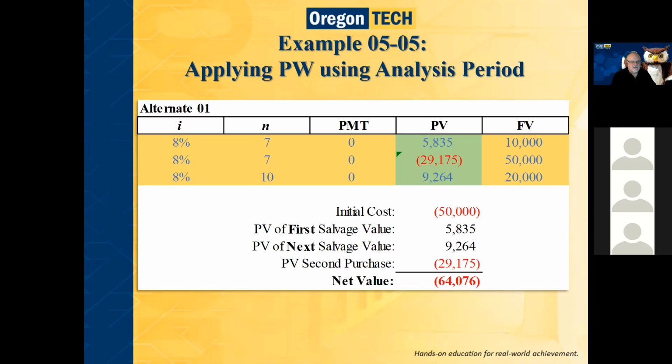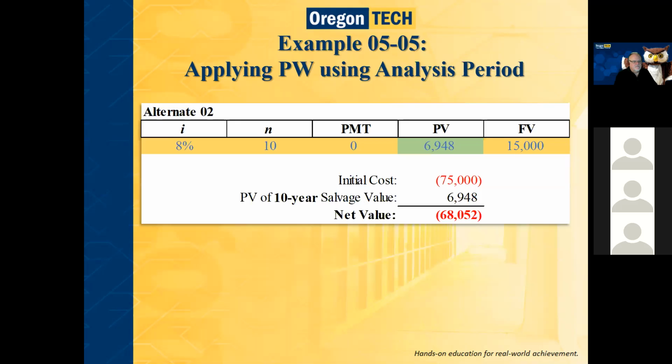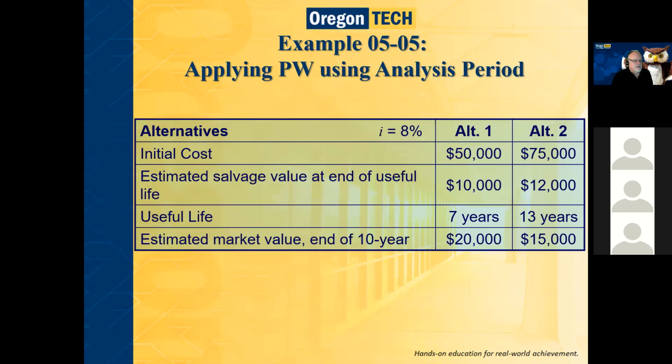Hearing no murmurings, I'm going to go forward. That's alternative 1. Alternative 2, well, that's a little easy. Alternative 2 is 13 years. And at the end of 10 years, they give you $15,000. Okay.